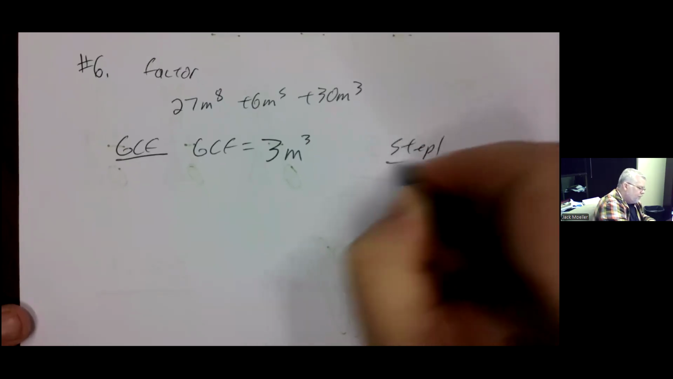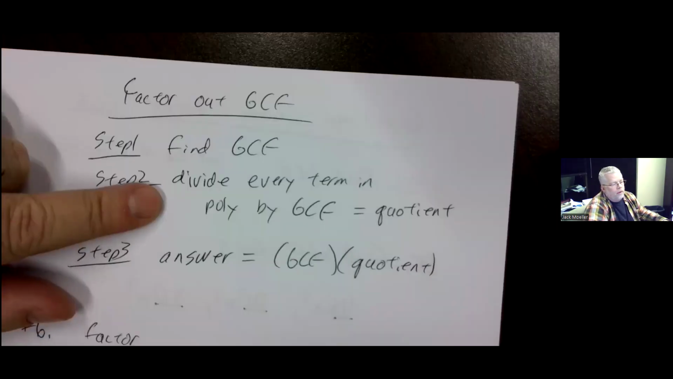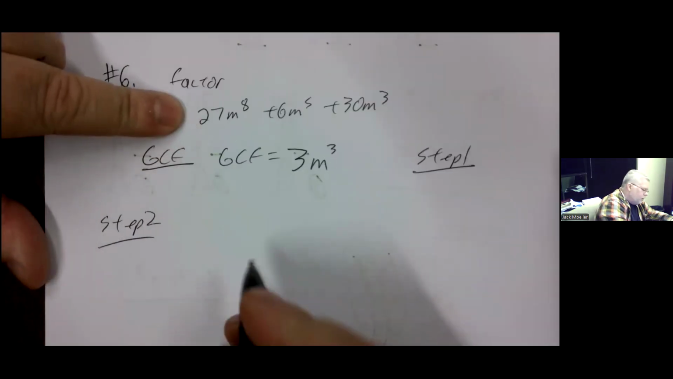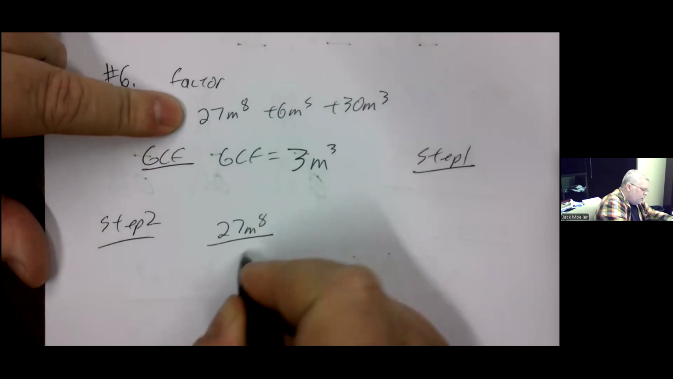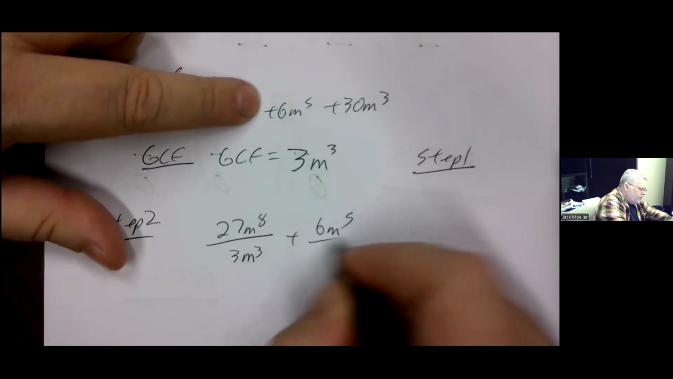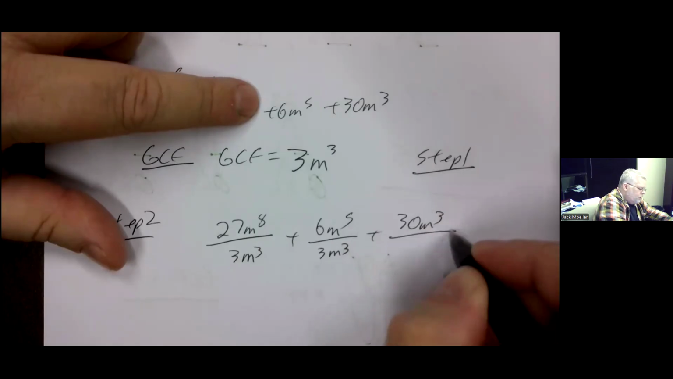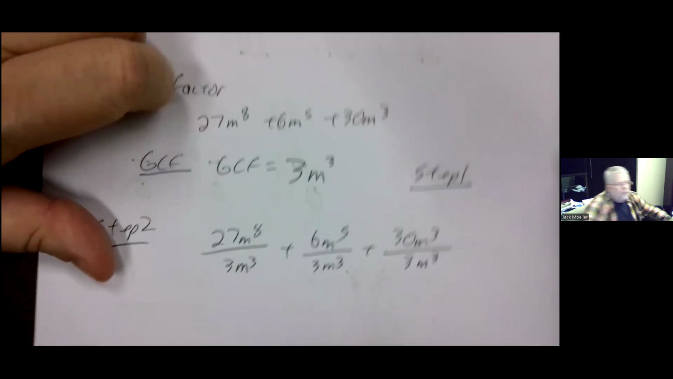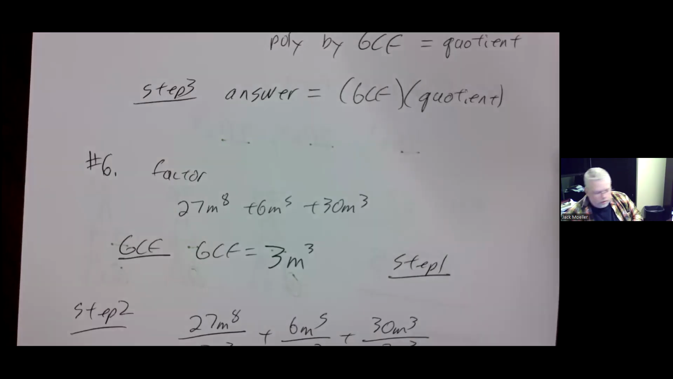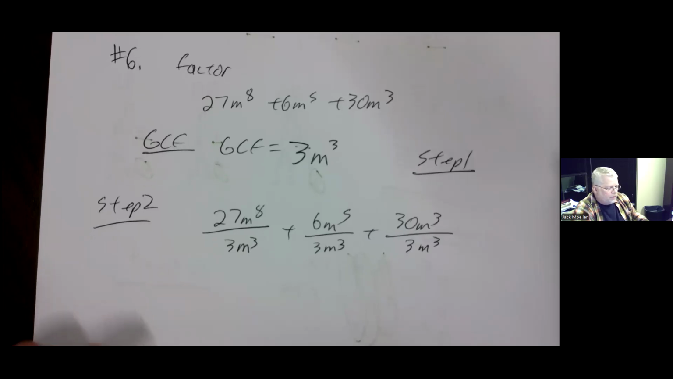We found the GCF. Step 2 is we're going to divide every term in the polynomial by the GCF. That's going to give us our quotient. So what we're going to do is take 27m to the 8th divided by 3m cubed plus 6m to the 5th divided by 3m cubed plus 30m cubed divided by 3m cubed. Again, this is one of those places where how much you need to review varies from person to person. So how do you do this multiplication?